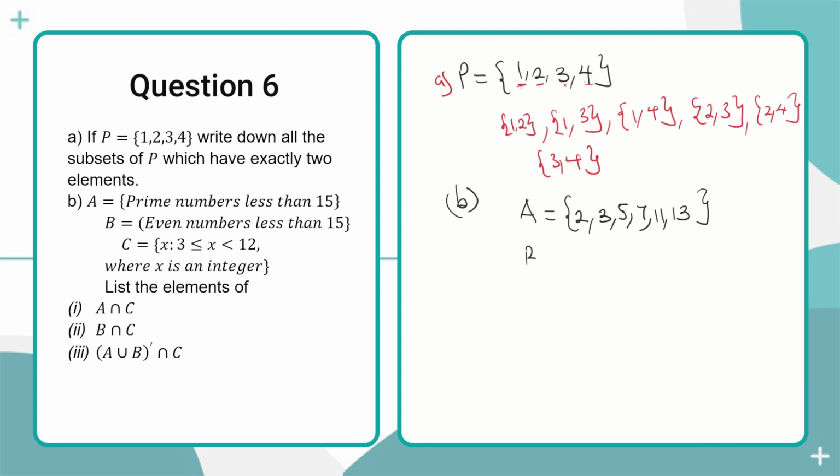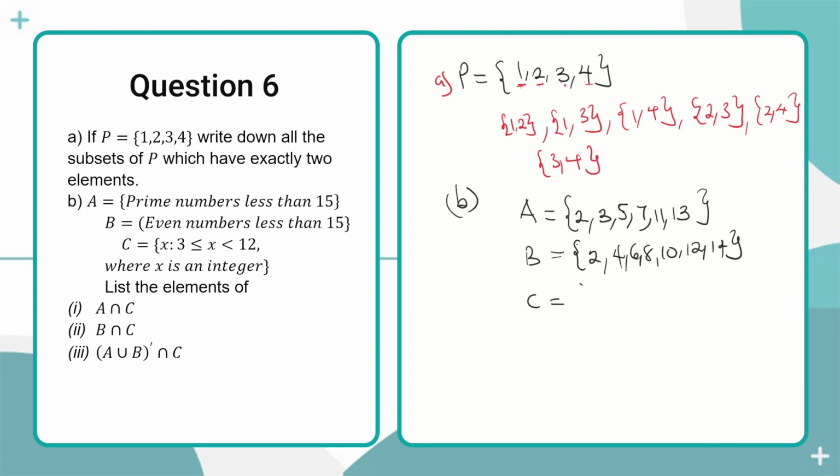And then the B, we are asked to list even numbers that are also less than 15. So basically we begin from 2, 4, 6, 8, 10, 12, and then 14. So we end here, right? And we begin from the 2. So even numbers are numbers that can be divided by 2 without a remainder.